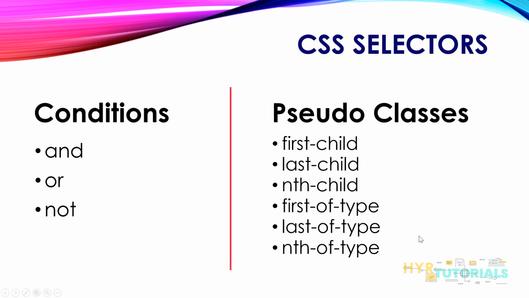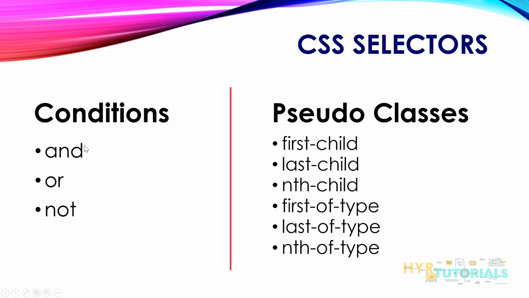Here I have listed the conditions and pseudo classes that are available in CSS selectors. I have listed only a few pseudo classes, because we are going to use only these pseudo classes while writing the patterns. If you are a web developer, then you might be using many pseudo classes. But as a tester, from the automation point of view, you will use only these. That is the reason I have listed only the useful pseudo classes here.